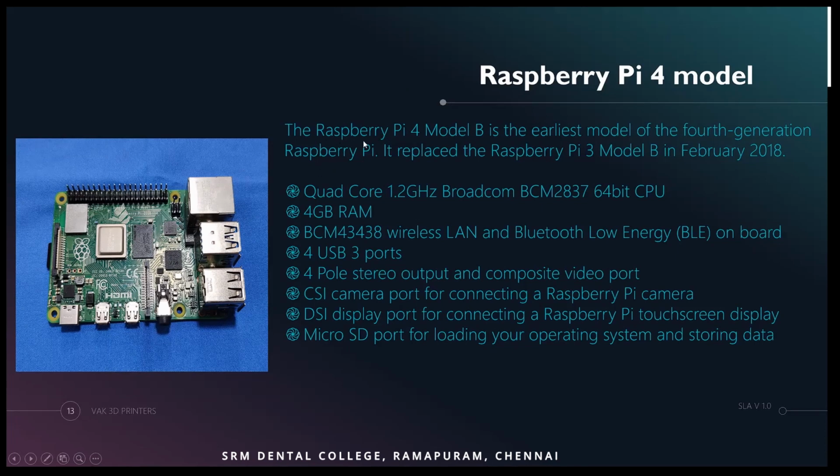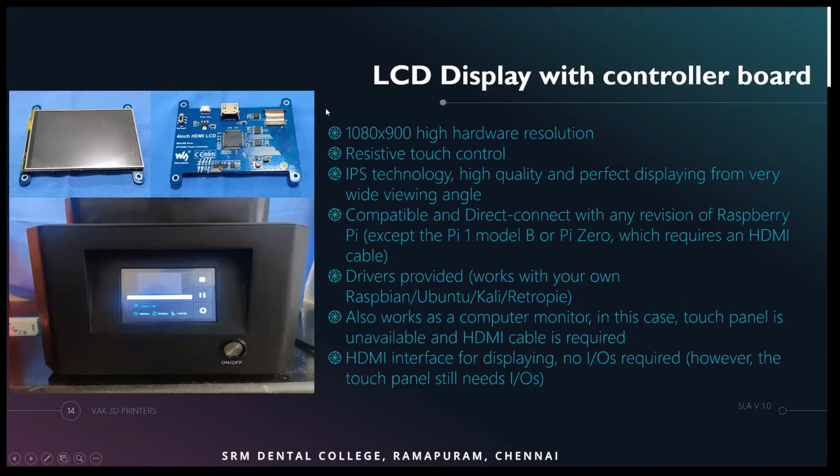This is the motherboard and CPU when you compare it to the desktop or laptop, anything you have. This is the Pi 4 Model B, which is a quad core and 4 GB RAM. These are all the specifications which we used for a SLA.